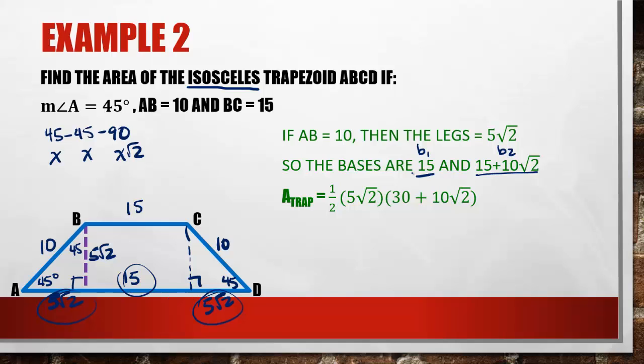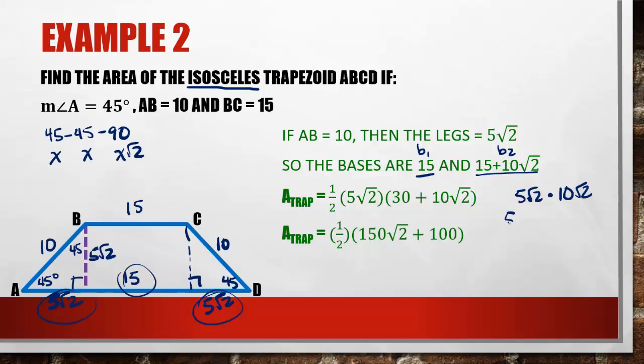So it's 1/2 times the height, which is 5 root 2, times the sum of the bases, which is 15 plus 15 plus 10 root 2. So I combined the 15 and 15 to get 30, and then kept the 10 root 2 separate. So now I'm going to multiply the 5 root 2 times both of those. I'm going to distribute it across, which is going to give me 150 root 2. And then 5 root 2 times 10 root 2.